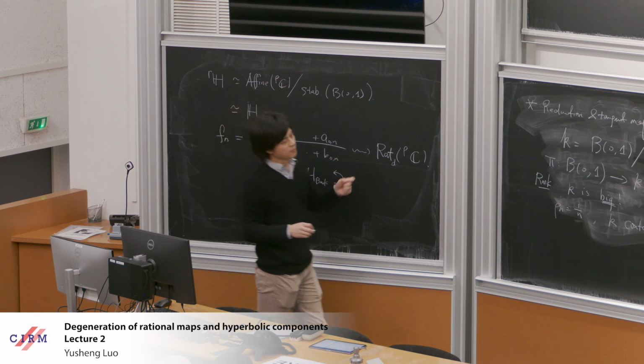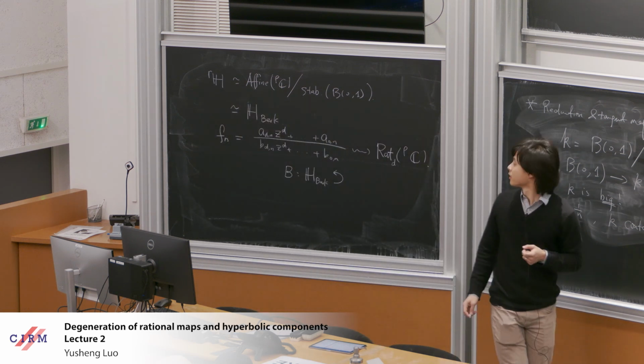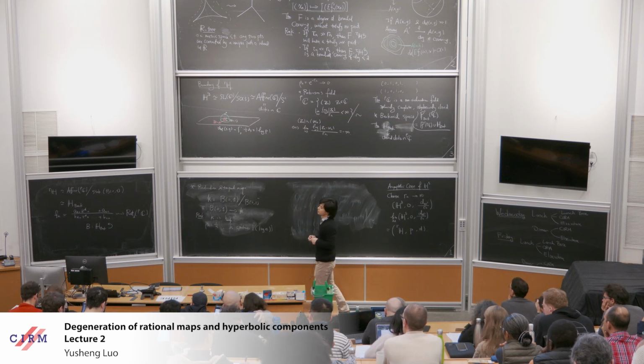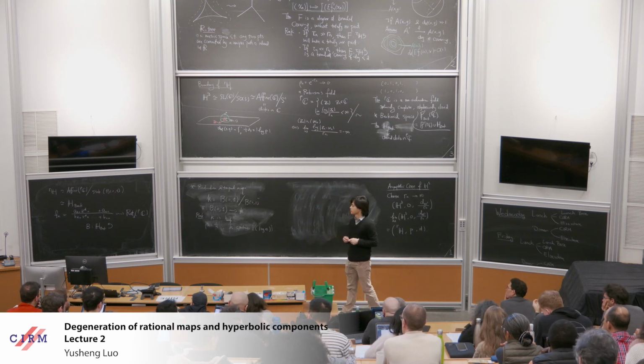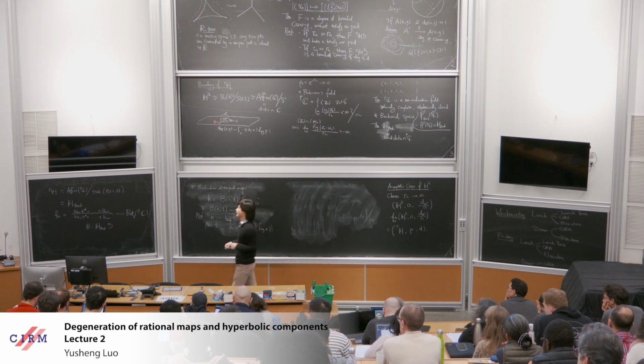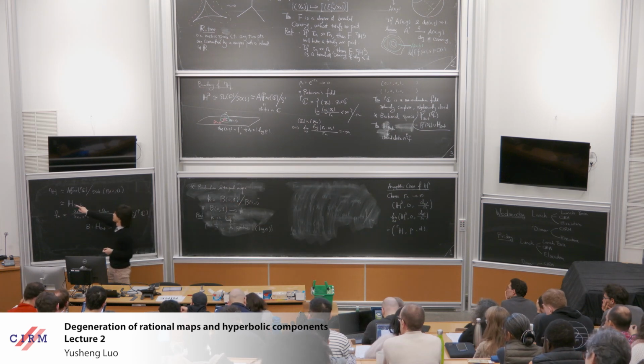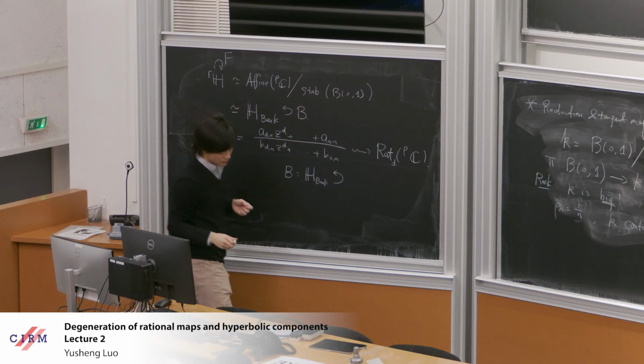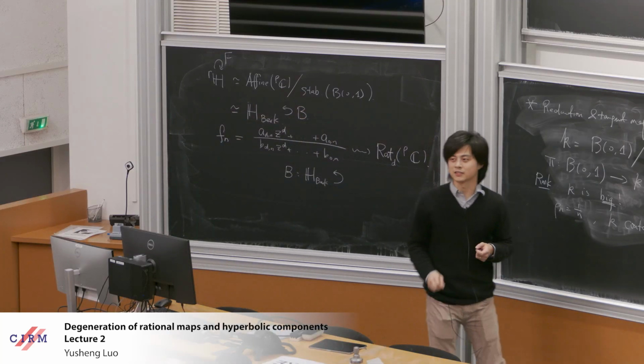So initially, this map acts on P1 of the Robinson's field, and now you can extend it to an action on the Berkovich hyperbolic space. All right, and the claim is that under this identification, these two maps are the same.